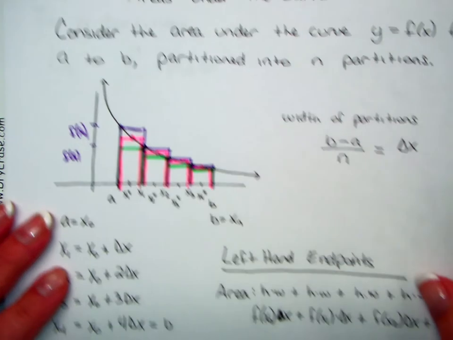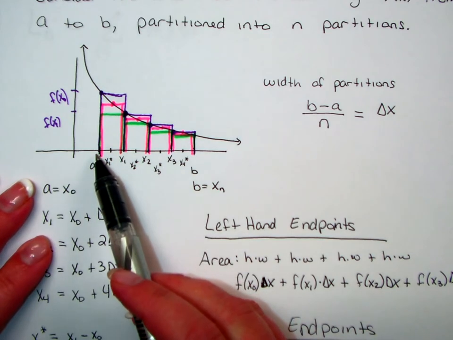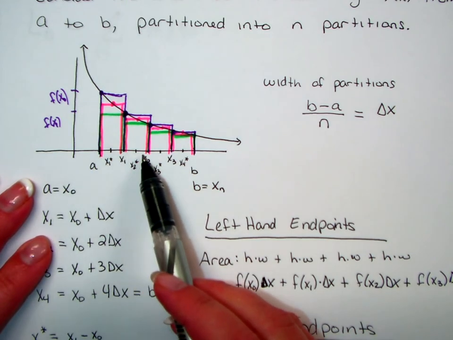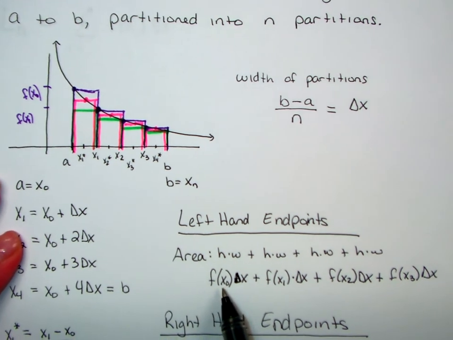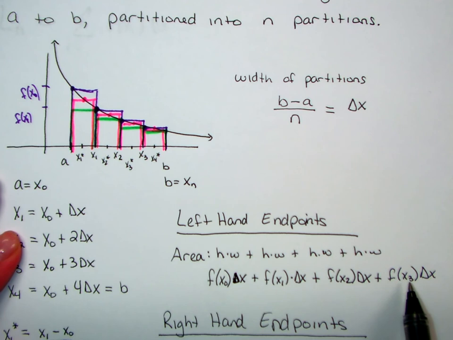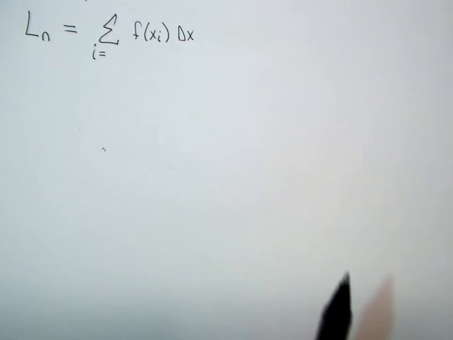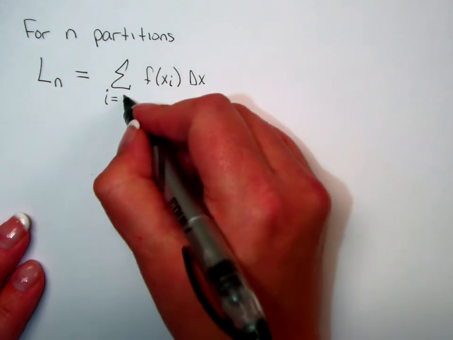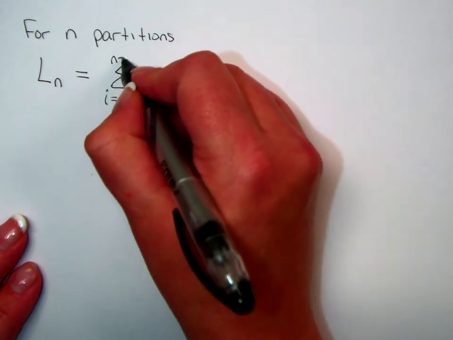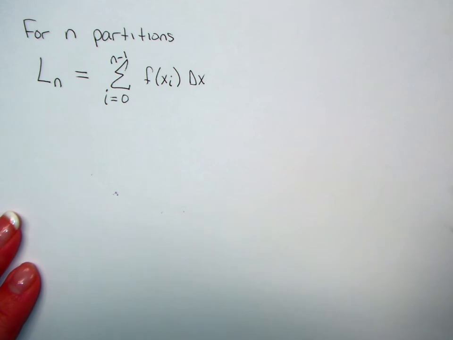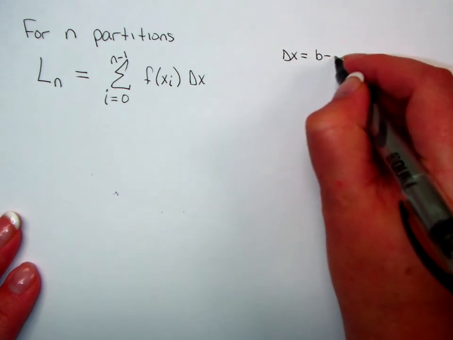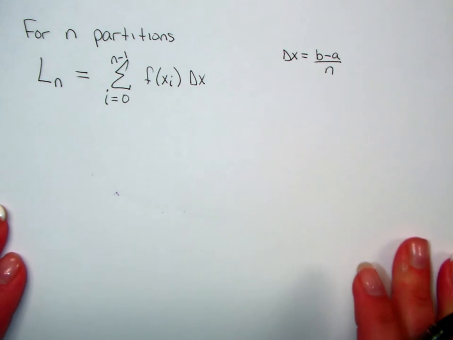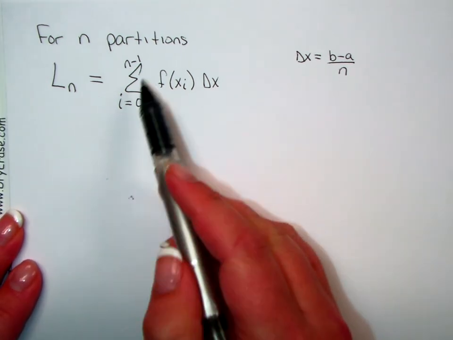Remember when we were on the left hand, we started at x of 0, x of 1, x of 2, and x of 3. We started at the 0 subscript, and we ended at the 3rd subscript when we had 4 partitions. And so we're going to do the same here. If we have n partitions, we're going to start at 0, and we're going to stop at n minus 1. Note here, delta x still equals b minus a over n.